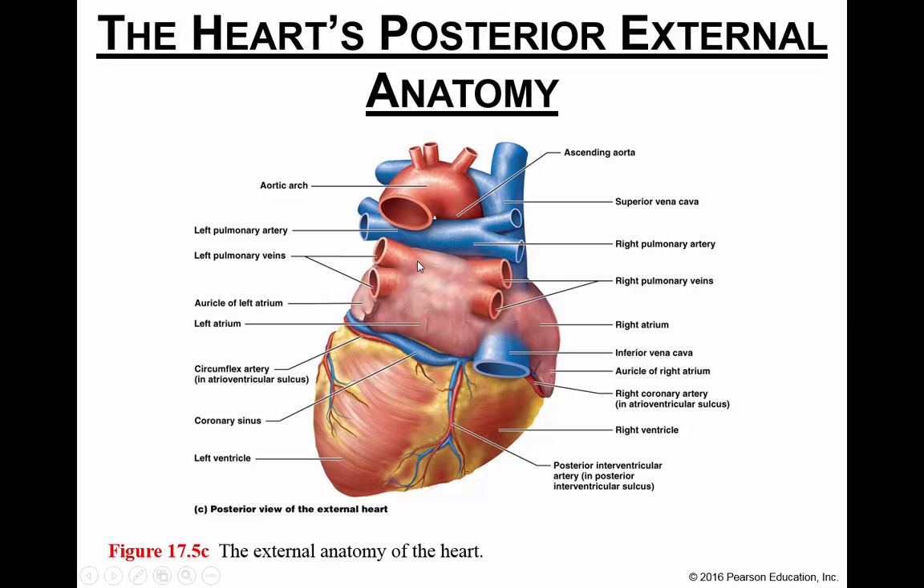You can also see where the pulmonary trunk empties into the right pulmonary arteries and the left pulmonary arteries that take it to the lungs, and then coming back from the lungs, the left pulmonary veins and the right pulmonary veins bring it to the left atrium.